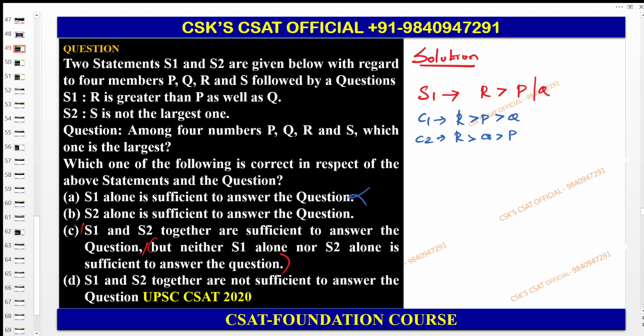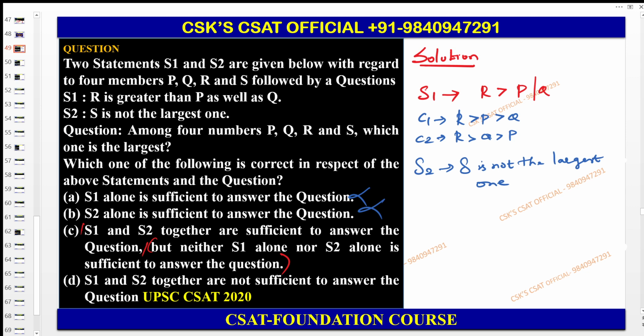Now statement number 2. Statement number 2 says S is not the largest. With this statement alone we cannot answer, since you don't know any detail about P, Q, R. So we are eliminating B. Therefore, separately they are not sufficient.